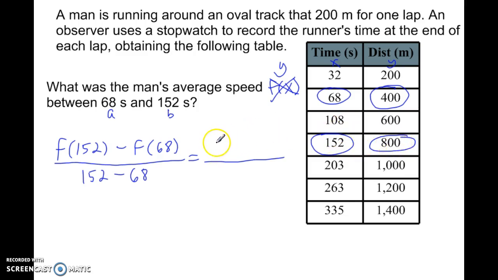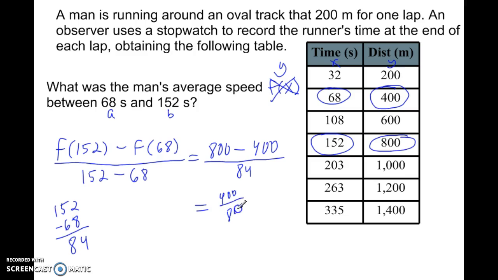So f of 152 is 800 minus 400 over, let's see, 152 minus 68, 4, 8, 84. And so this would be 400 over 84, which is 200 over 42, which is 100 over 21.